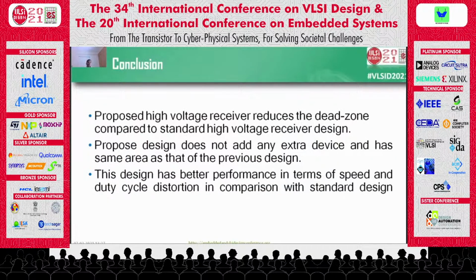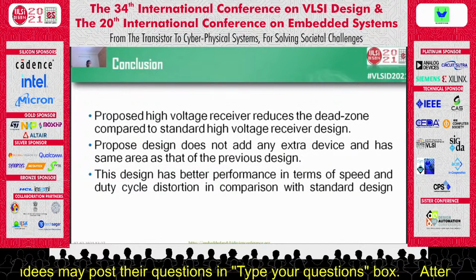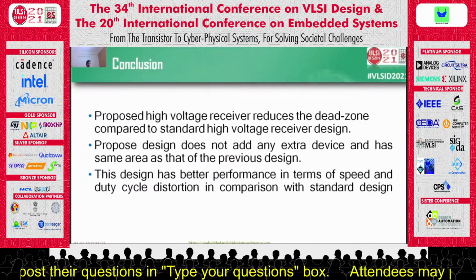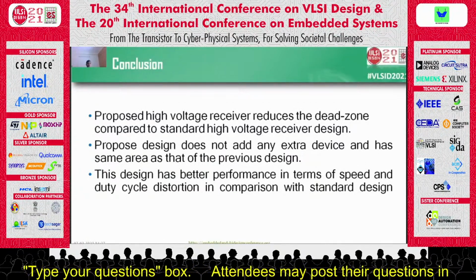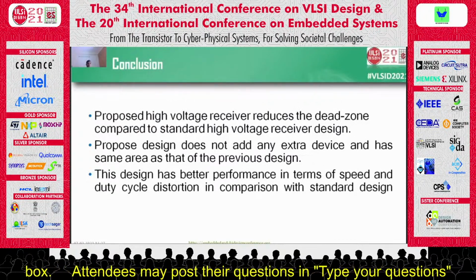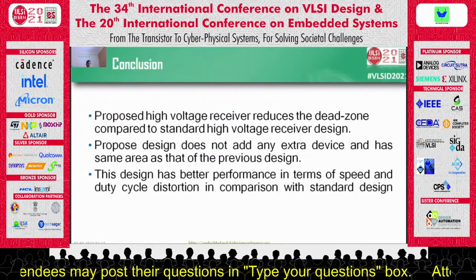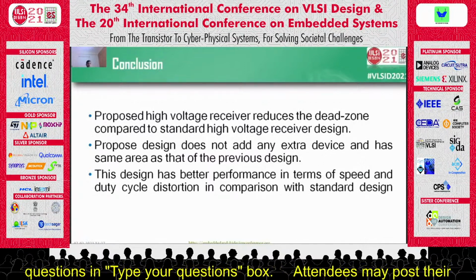In conclusion, what we say is the proposed high voltage receiver reduces the dead zone compared to the standard high voltage receiver design in the literature, and the proposed design does not add any extra device. It has exactly the same area as the previous design. Just what we do is change the gate connections. And this design has better performance in terms of speed and duty cycle distortion in comparison with the standard design.